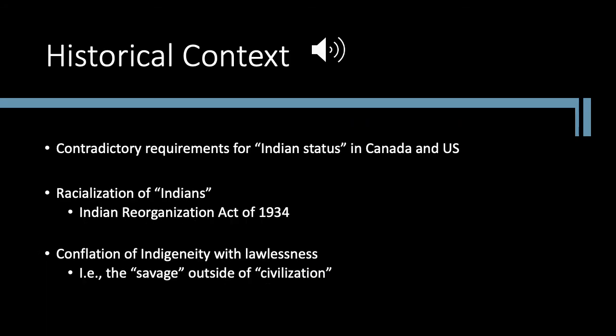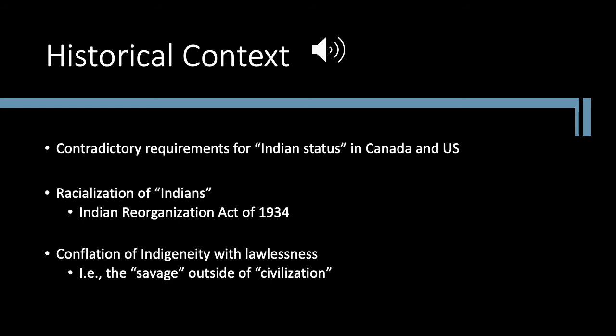Okay, so Simpson also gives us a bunch of historical context in order to understand why these border crossings matter. I'm not going to go deep into it, but she does talk a lot about this. For the sake of time, I am going too long. But a lot of this has to do with the contradictory requirements of what it means to be Indian status, or a status Indian, in Canada and the US, right? This is about what it means to be legally recognized as an Indian, Indian being a legal category here.